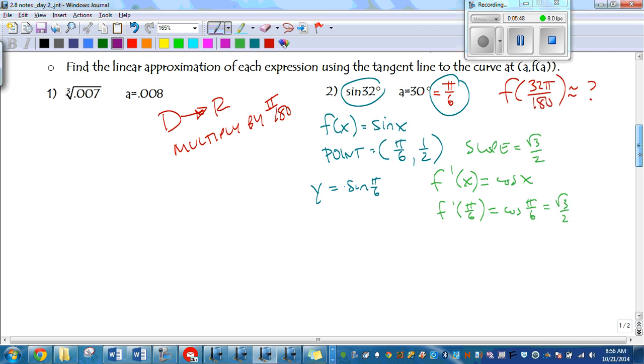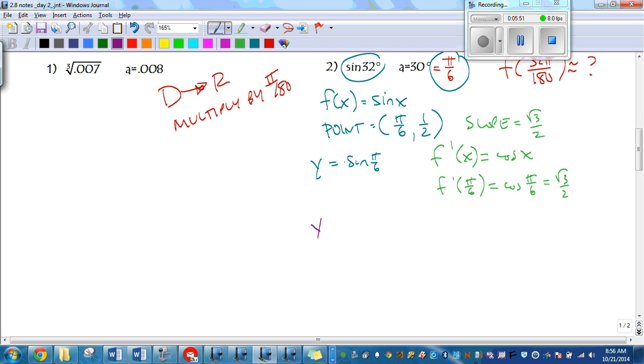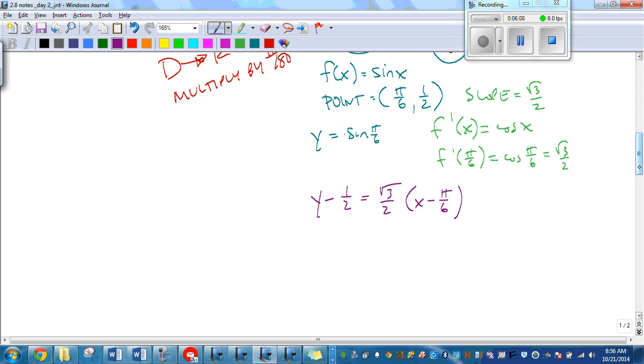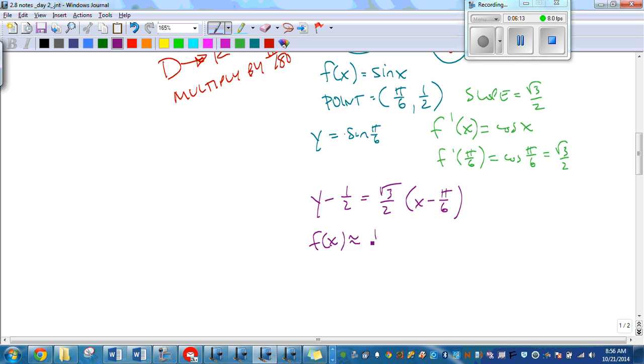Right, so we have our two parts that we need to write our tangent line. We get y minus 1/2 equals square root of 3 over 2 times x minus pi over 6. So that's the equation of our tangent line. But then we can make that little slight alteration to write our linear approximation. F of x is going to be approximately equal to 1/2 plus square root of 3 over 2 times x minus pi over 6. Right, just adding that 1/2, and then we're doing f of x approximately equals that. Right, so our function is approximately that.